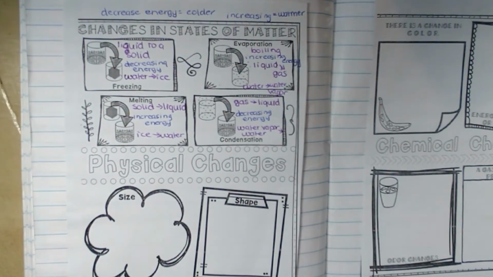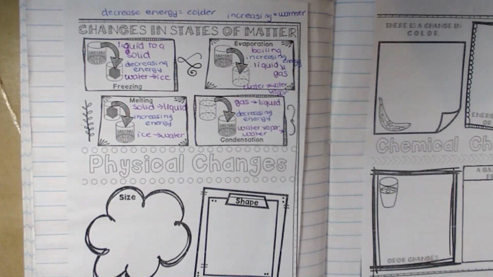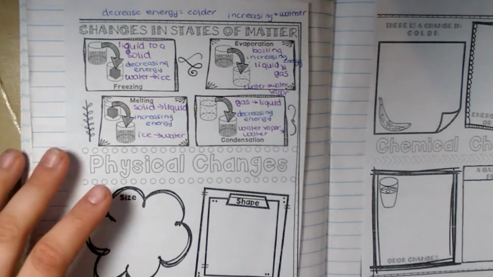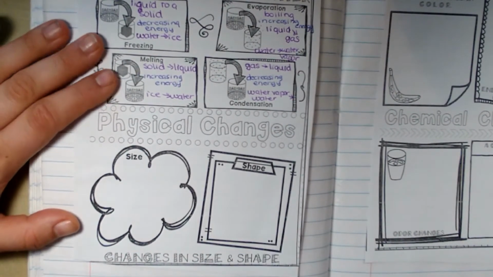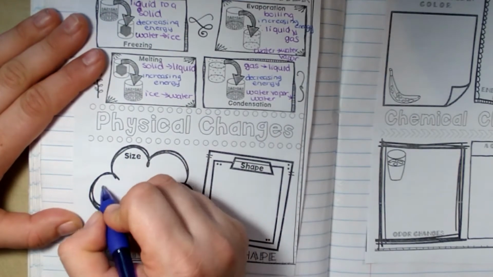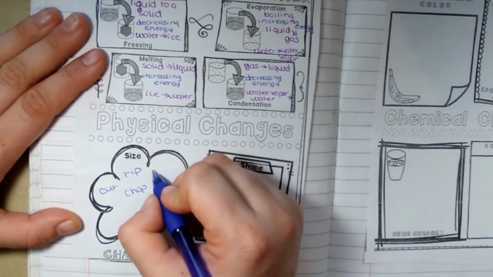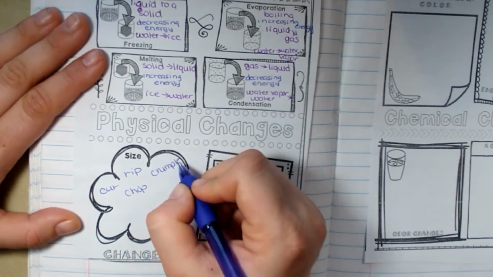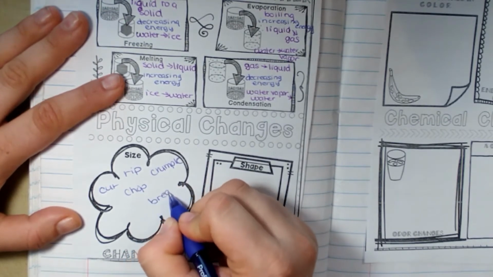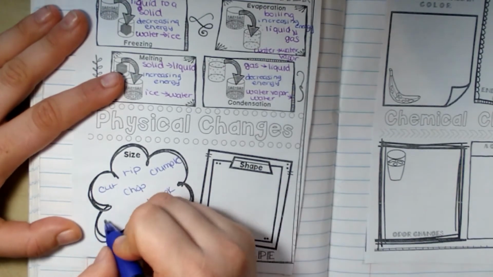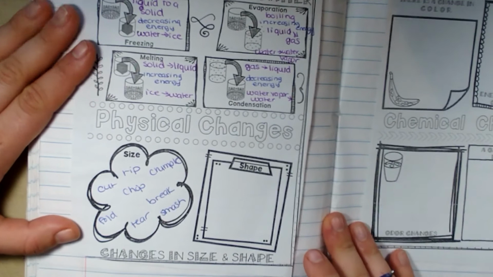So we have two different kinds of changes. A physical change is when an object is changed, but its chemical composition is not different. It's still the same thing. Examples of physical changes could be sizes. We could cut something, rip it, chop it, crumble it, break it, smash it, tear it, fold it, but it's still the same thing, it's just in smaller pieces.